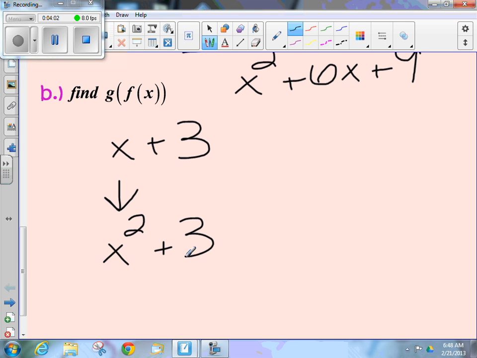So I end up getting x squared plus 3. Can I simplify that any farther? No, no like terms. So that would be my final answer, x squared plus 3.